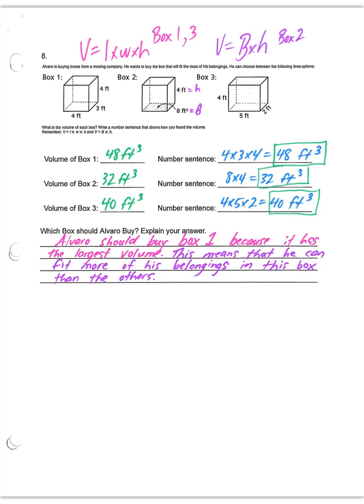So really we could have done, the pink would have been fine. Alvaro should buy box 1 because it has the largest volume. Just to clarify, what does it mean to have the largest volume? It means it's going to hold the most stuff. So if you want to shorten that, you may do something as long as you capture the idea that box 1 is the best option because it's the biggest, the greatest volume means the greatest space to put all of your stuff.